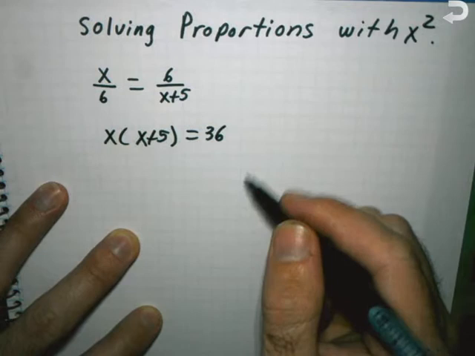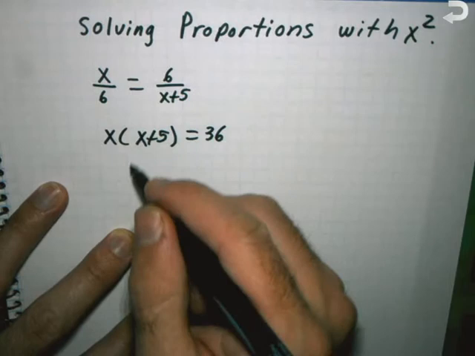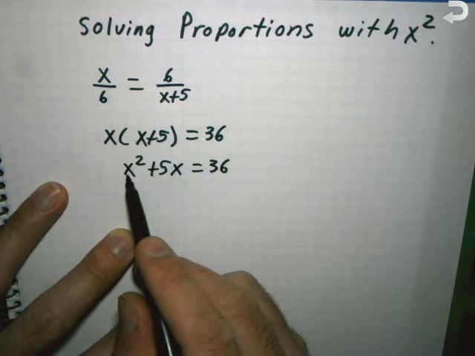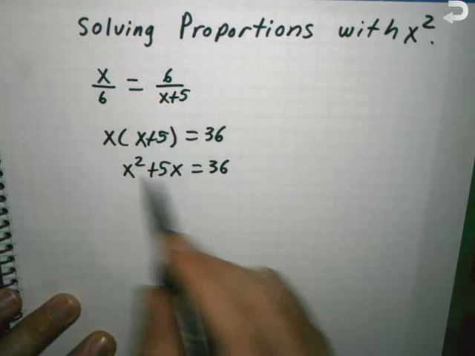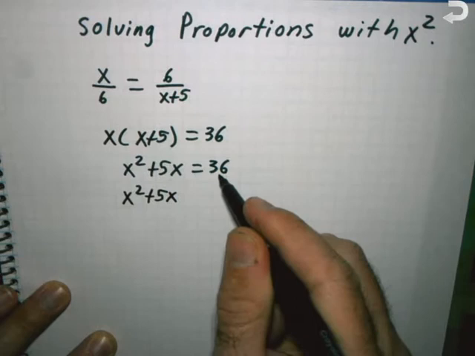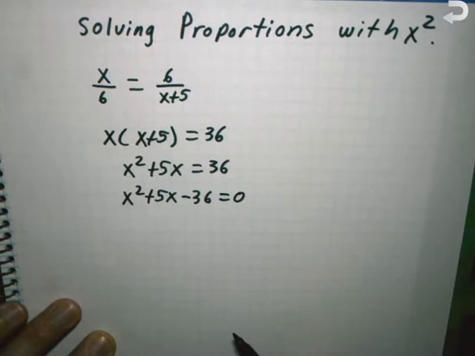Well, the first thing that we would try to do is distribute this. So we're going to have x squared plus 5x equals 36. Well, we've got an x term and an x squared term. So whenever we have that, we have to set the whole thing equal to 0. We have to move the 36 over to the other side. So we have x squared plus 5x, subtract 36, equals 0.